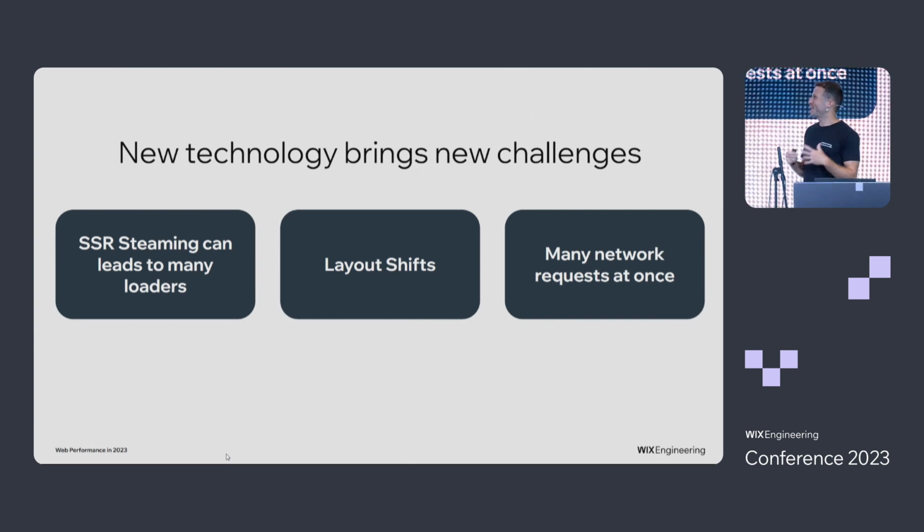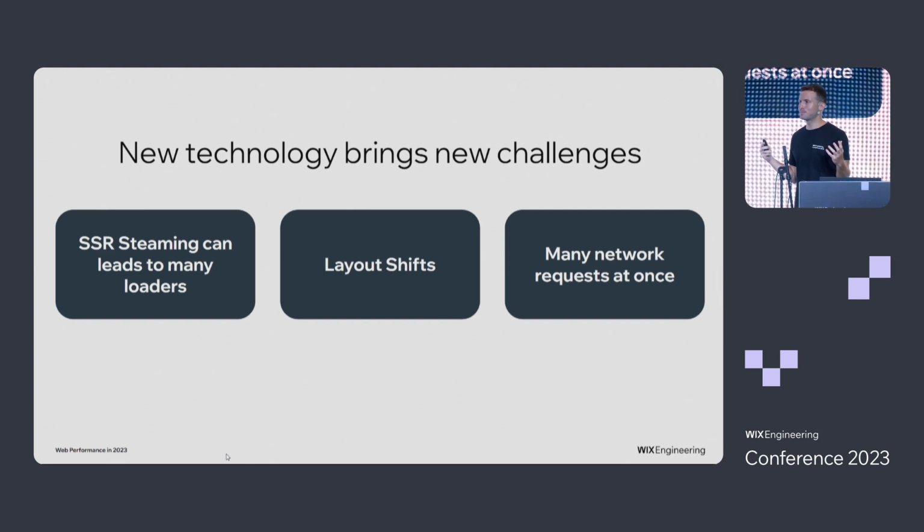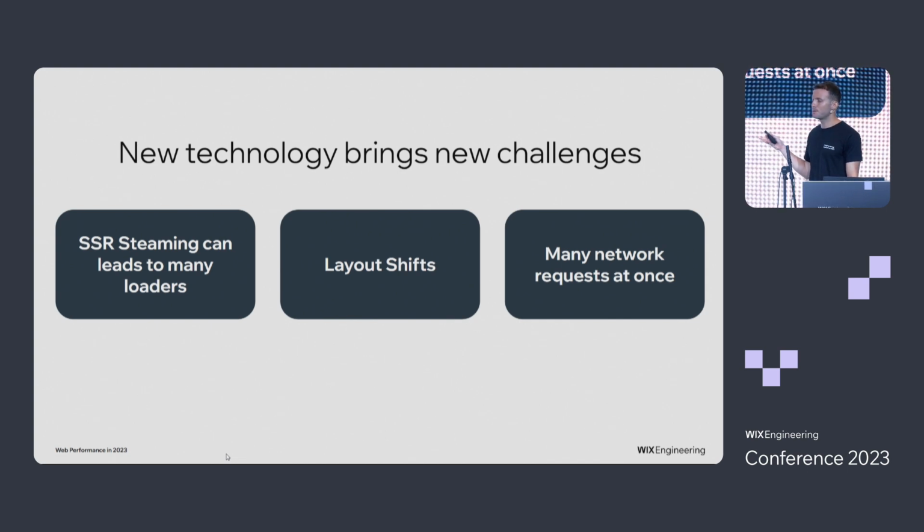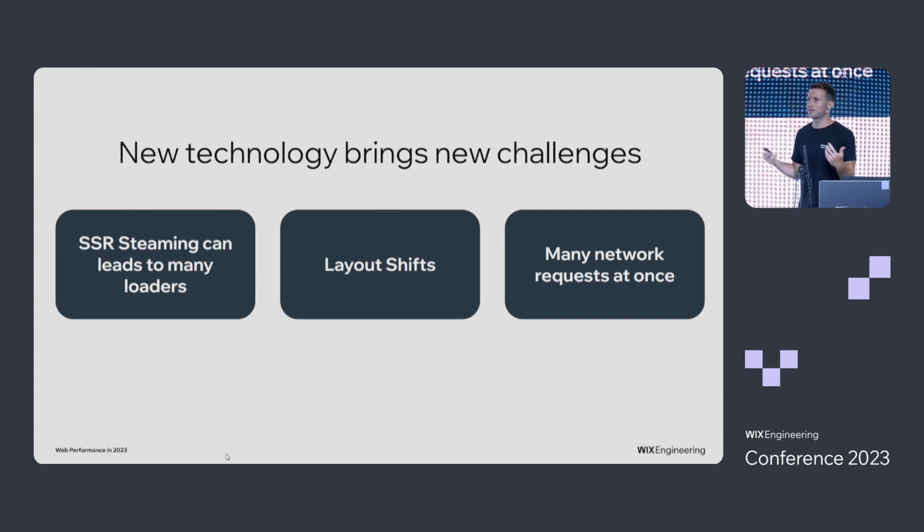Okay, so after talking about the new features, I want to talk a little bit about new problems that start. They don't have to. It's not like those problems will always happen, but it's very important to pay attention to. When you're using server-side streaming, it can lead to many loaders. We saw the loading state, and if you don't control it, if you don't organize it, it could be a mess from the user experience perspective. So it's definitely something to pay attention to when we're doing server-side streaming.